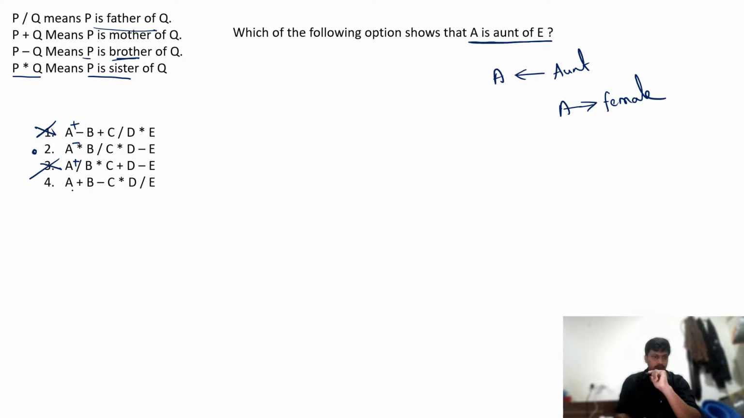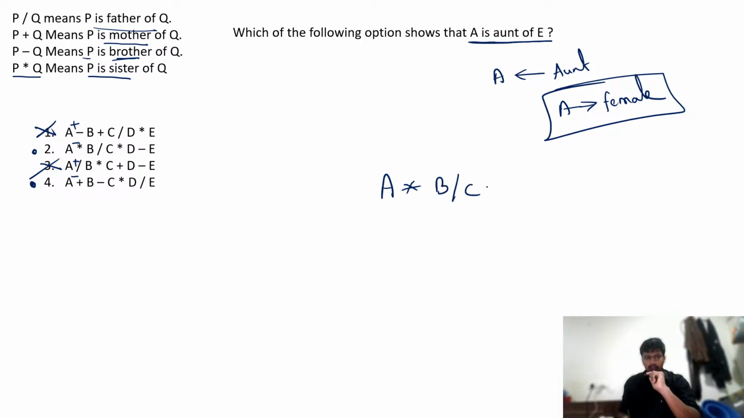Now let's go to the fourth one. A plus B. A plus B means A is mother. Mother means A is a female person. So this also can be my answer. Now just by identifying the gender, you have eliminated 2 of the 4 options. So my answer can be A into B, option B, or option D.